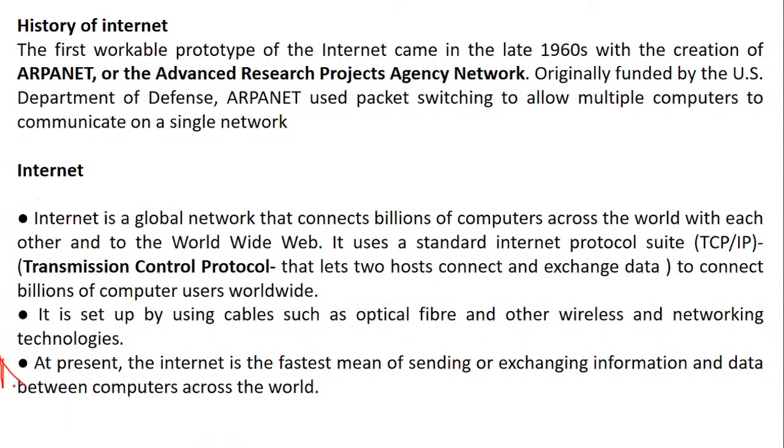Now see this last sentence. Everyone of us knows that at present the internet is the fastest means of sending or exchanging information and data between computers across the world. They can confuse you with anything, like intranet or extranet. They can make a statement question or an assertion question just to confuse you. But you know very well that it is basically the fastest means of exchanging or sending information.